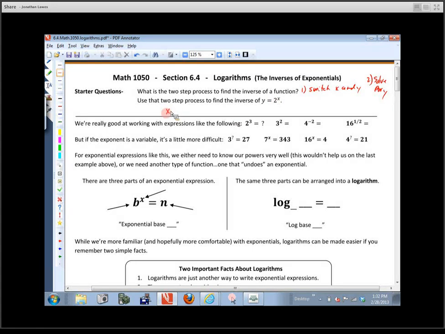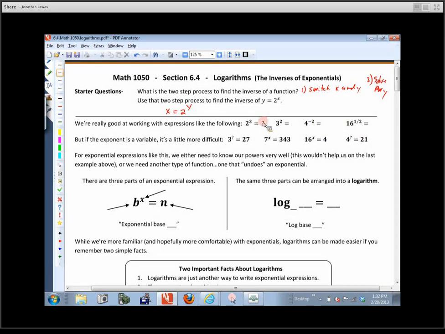So I'm going to switch the x and y, and I get this. The problem here is I need to get that y down where I can work with it. I need to solve this. And the only tool that will do that is a logarithm, and that's what this section is about, okay? So the first thing we're going to do is, again, just remind ourselves that if you've got an expression that looks like any one of these, they're not that bad, okay?